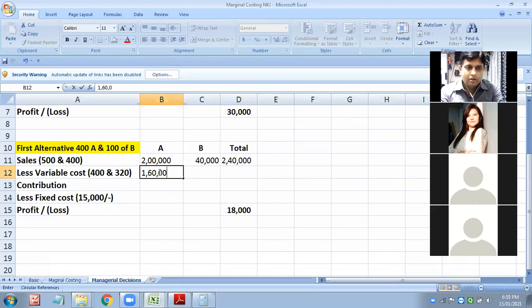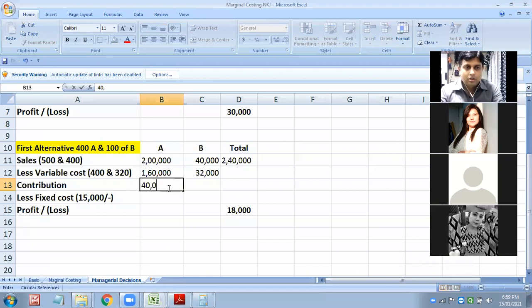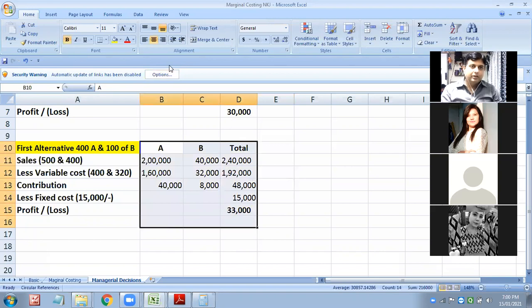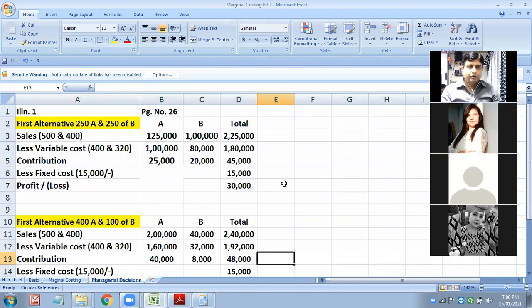1,60,000. 32,000. 40,000. 8,000. 48,000. 15,000. हो गया सबका? 33,000. एक ही बच्चे ने राइट आंसर दिया था. समझा क्या? Yes, sir. ऐसा करोगे तो कैसे एमकॉम का बेड़ा पार होगा बाबा.